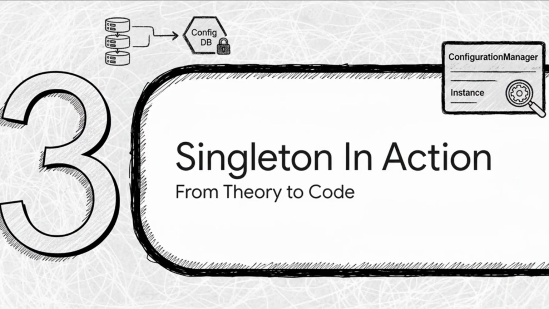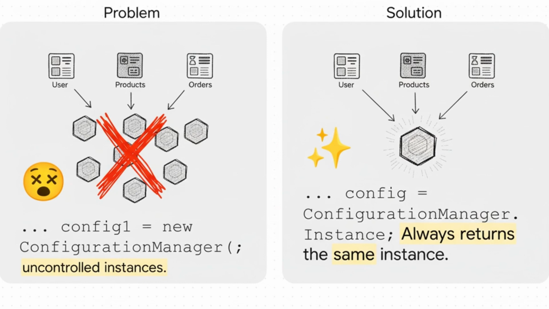Okay, enough with the theory. It's great and all, but let's see what this actually looks like in practice. Let's see how this pattern solves our configuration manager problem with actual code. And here it is, the aha moment. Just look at the difference. On the left, you've got the Wild West, new instances being created all over the place. But on the right, you've got the Singleton solution. It's so clean. No matter where you are in the code, you just ask for configurationmanager.instance, and every single time you get the exact same object back. Simple, controlled, and totally predictable.